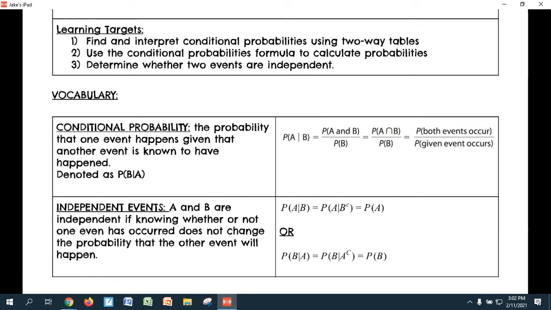Next, we'll talk about what are called independent events. A and B are independent if knowing whether or not one event has occurred does not change the probability that the other event will happen. An example of independent events would be flipping a coin. If I flip a coin and get heads, and then I flip it again, the chances of getting heads or tails is still 50-50. The coin doesn't have a memory. It doesn't remember what it previously got, and that doesn't dictate its next result. So those two results would be independent.